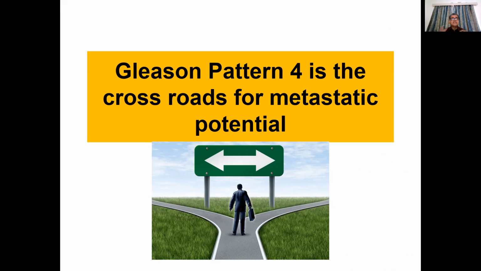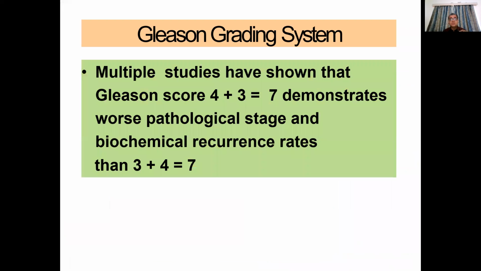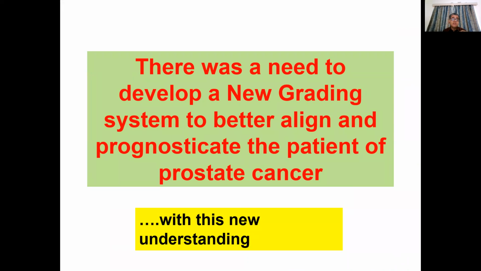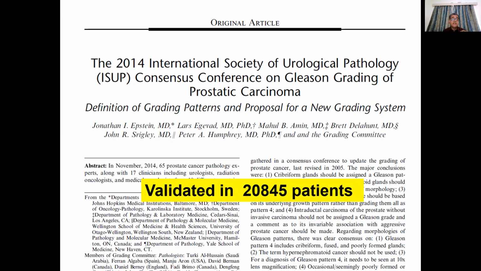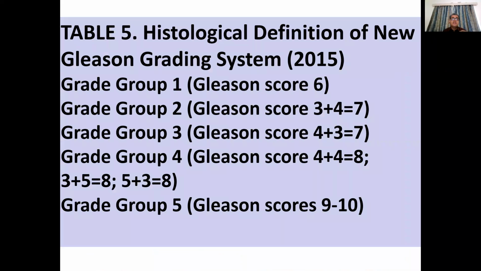So this understanding that 6 is the minimum cancer and 6 is a cancer which does not go to the nodes, does not metastasize, has led to certain modifications, and there was a need to develop a new grading system to better align and prognosticate patients. And with this new understanding, in 2014, the International Society of Urological Pathology had a consensus conference in Chicago, and they came up with a new system which was validated in more than 20,000 patients across several centers in the US. And this is the current grading system which we use. It is nothing but a modification of the old Gleason system, in that the lowest Gleason score of 6 is now redesignated or rechristened as grade group 1.